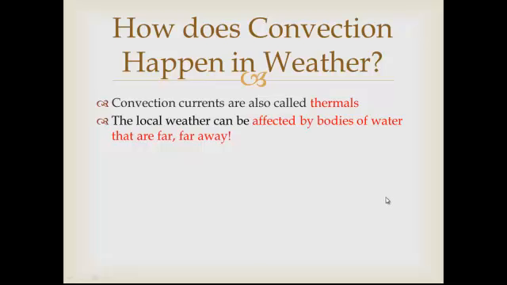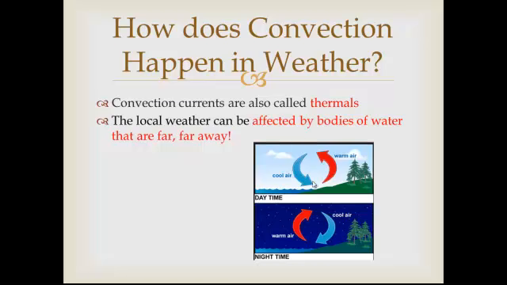How does convection happen in weather? Convection currents are also known as thermals. And the local weather, as we know, so for instance, the weather that we experience here in Ontario can be affected by bodies of water that are far, far away, such as in Asia even. Because as we can see, when you're closer to the water, it's going to start driving convection currents to be stronger and thus create wind currents.